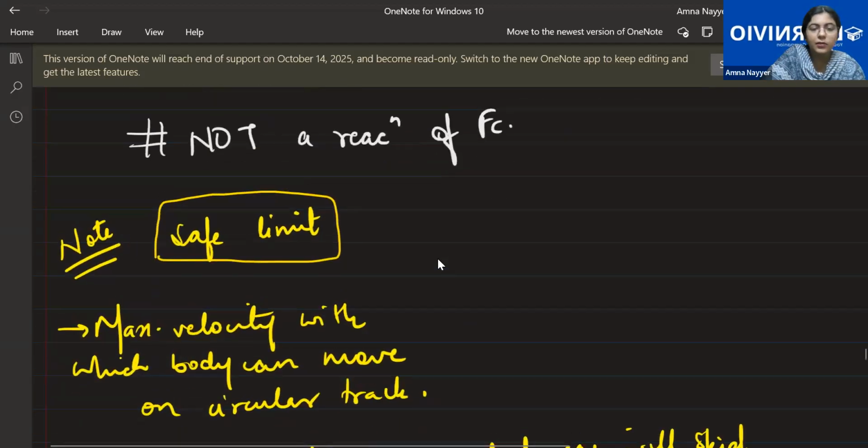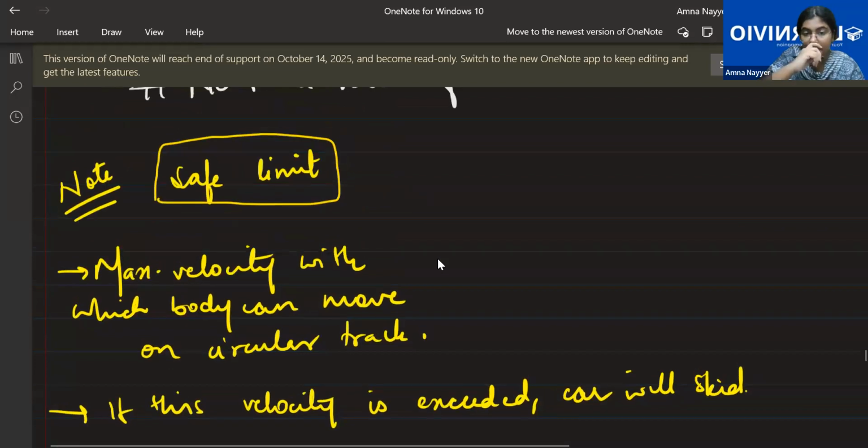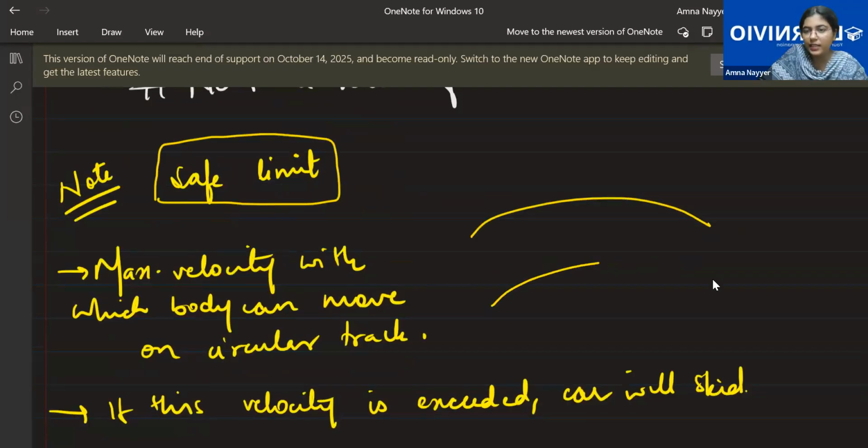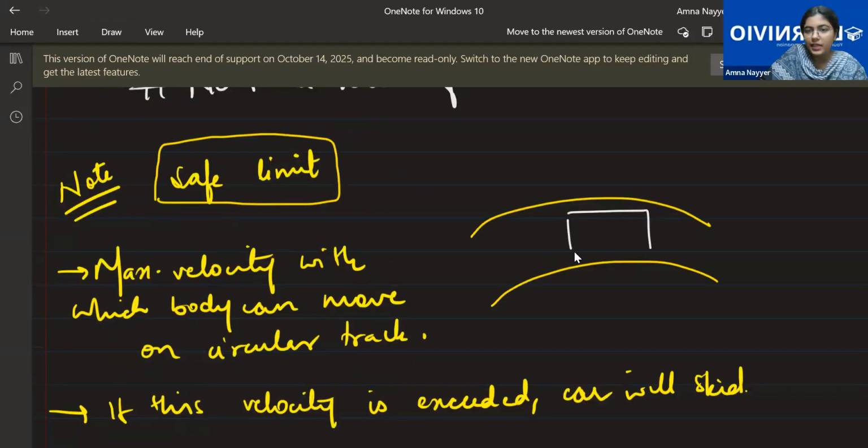Now, let me tell you, there's a safe limit. What is the safe limit? We'll discuss the value of the safe limit when there's a turn and vehicles are present. There is often a warning speed set up, a speed limit that has not to be crossed, especially on circular tracks.